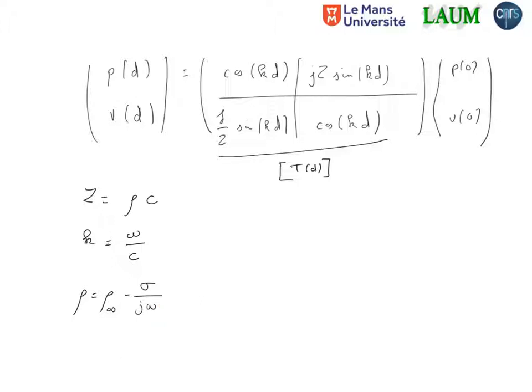And then the question is to find the limit of the transfer matrix T of D when omega goes to 0. So what is the limit of T of D when omega goes to 0? This is the question of this exercise.